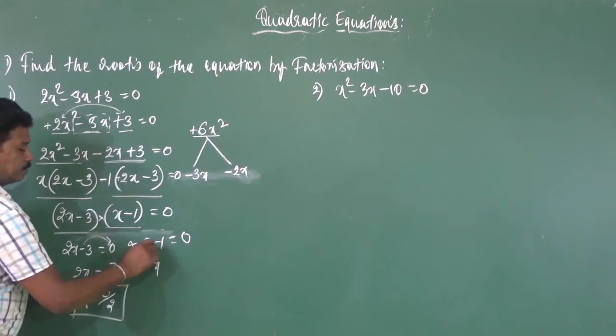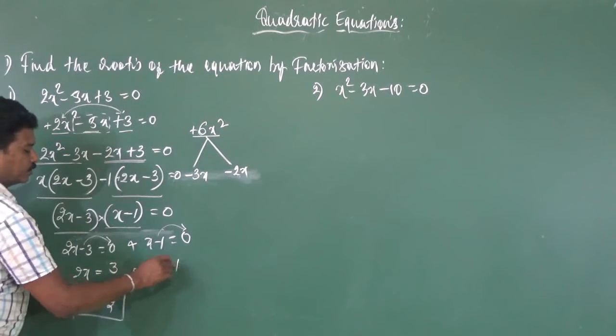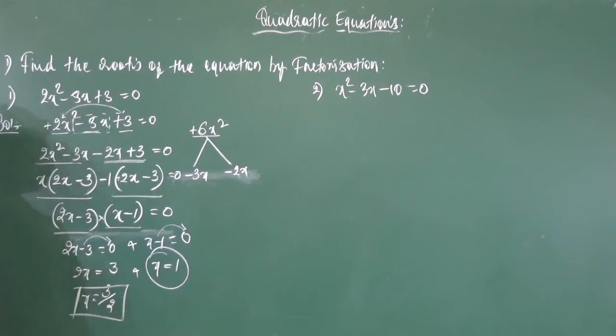And x minus 1 is equal to 0. Transpose this minus 1 to RHS, so x is equal to 1. So this is another root. So which are the 2 roots of 2x square minus 5x plus 3 is equal to 0? There are 2 roots. One is x is equal to 3 by 2 and the other is x is equal to 1.